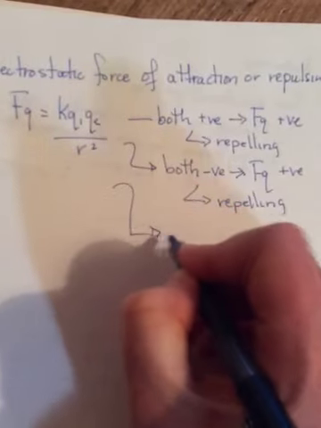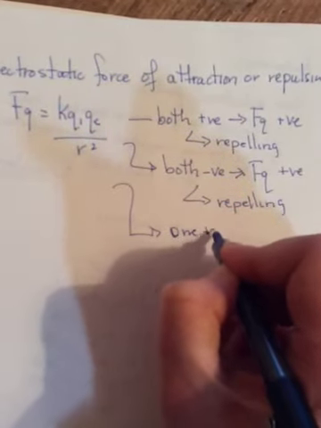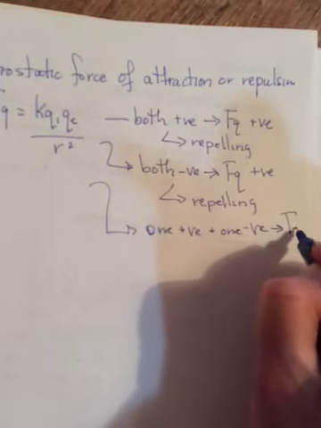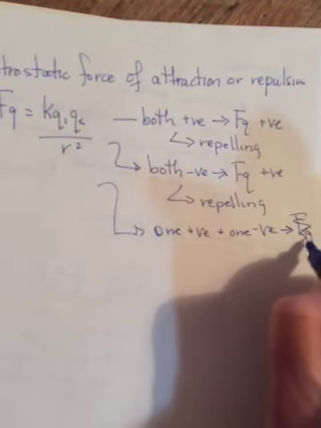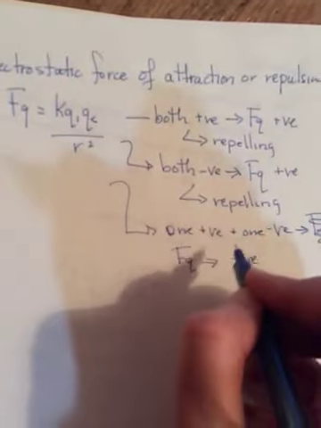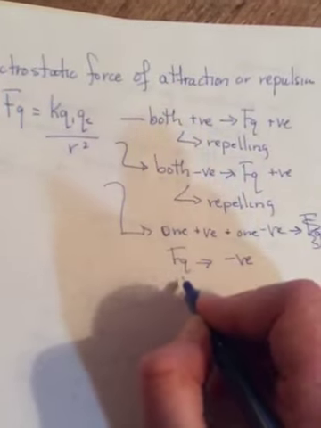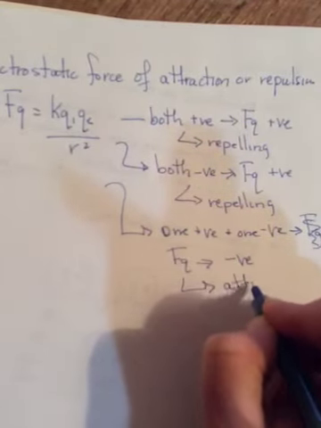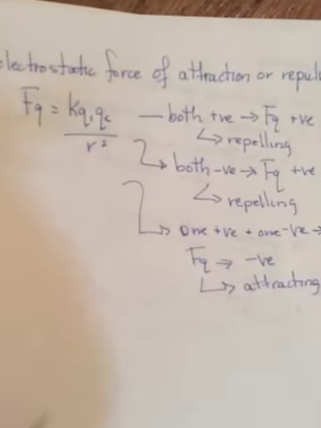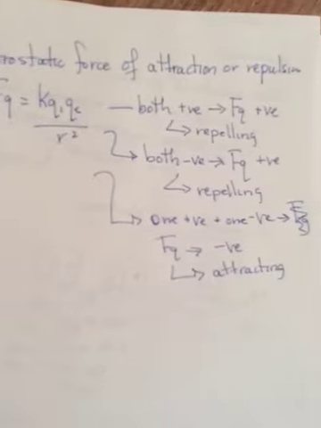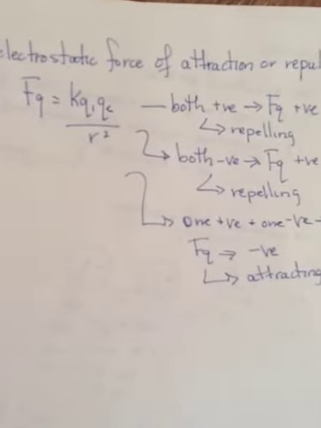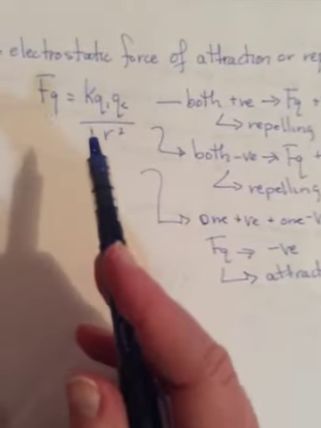If one Q is positive and one negative, then FQ will be negative. And if they're one positive and one negative, that means they like each other. This is an attracting force. So whenever it says that attractive force, then you need to know that FQ is going to be negative. Whenever you get a negative on a force, it means it's attraction. And if it ever works out to be a positive, it means it's repelling.